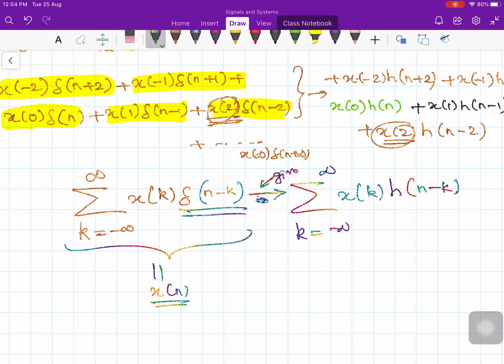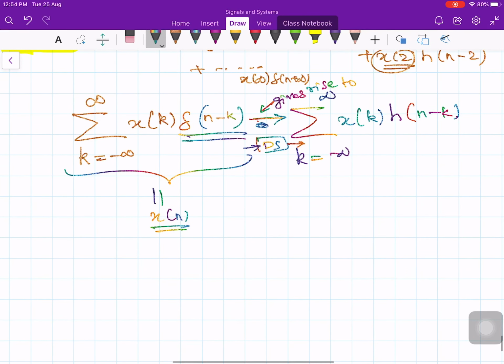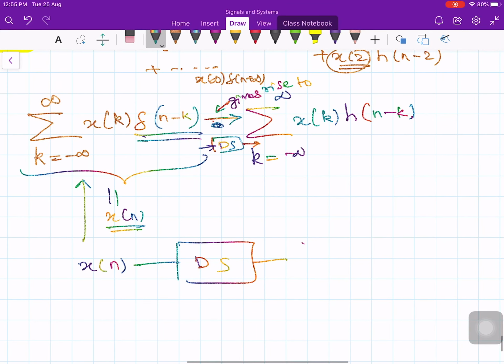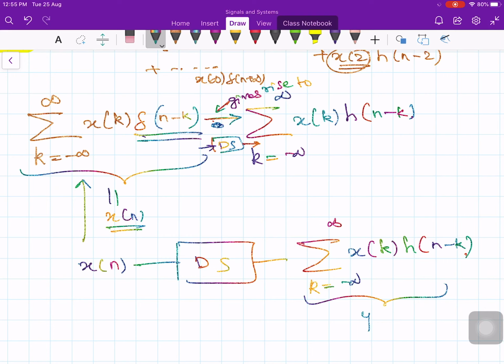You are applying to the system, a discrete time system. Input is this one and output is this one. So x of n is given to the discrete system. This one is my x of n, and the output is sigma k from minus infinity to plus infinity x of k h of n minus k. And this is precisely what is called your output y of n. So the output of the discrete time system is y of n.